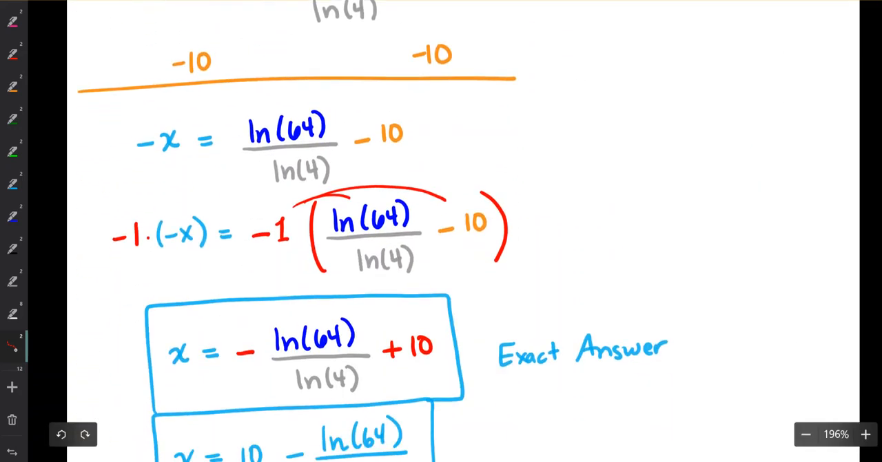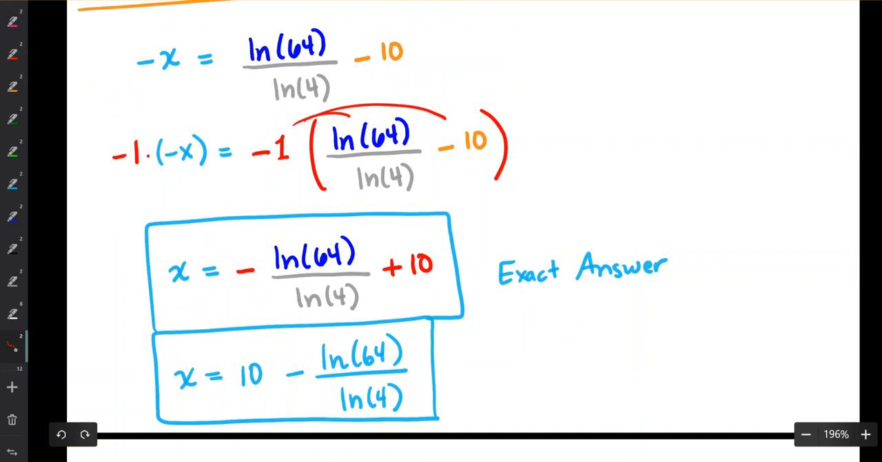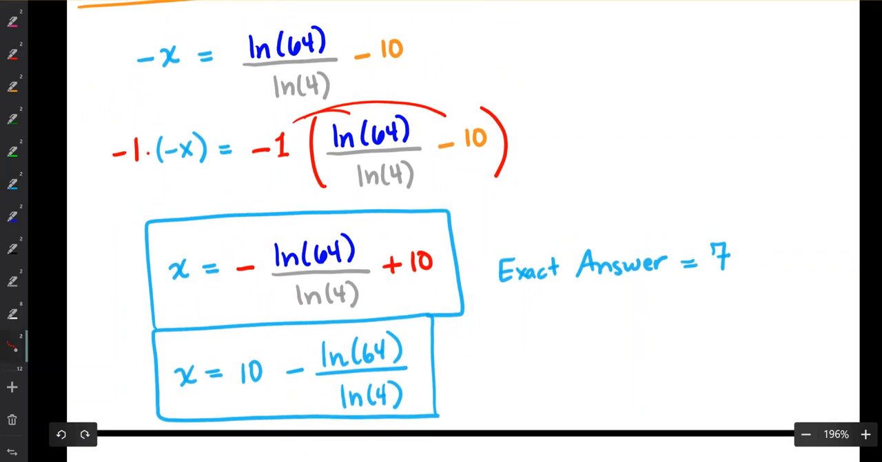And lo and behold, when we put these answers in, this actually ended up being 7. But if we didn't have a perfect power of the base, that wouldn't happen, and you'd have a little decimal approximation.